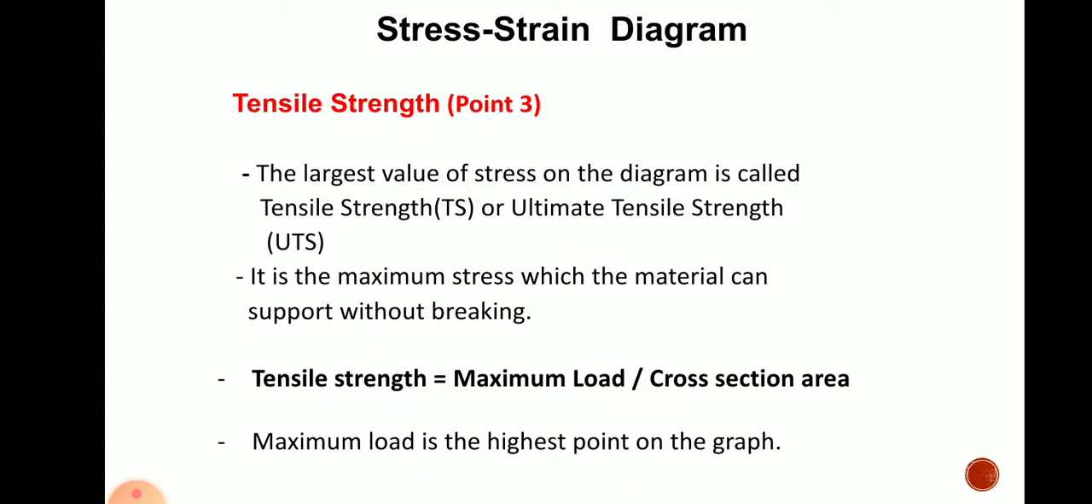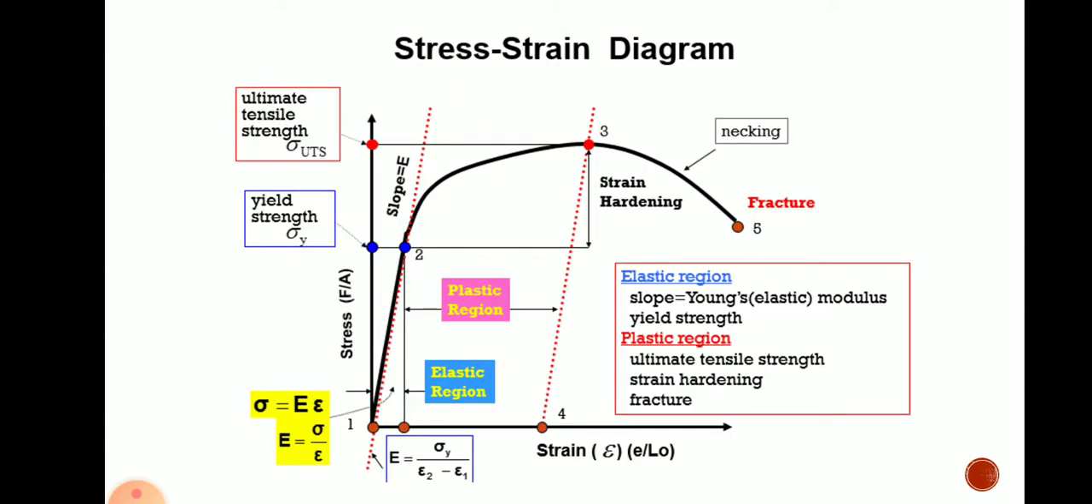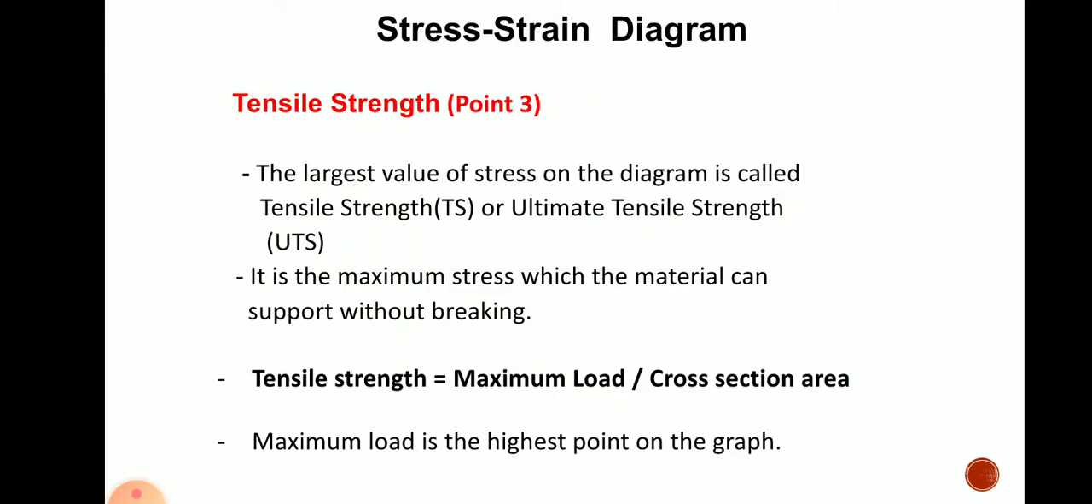This concept can also be found by using the tensile test. Tensile strength: whatever point 3 you have seen, up to point 3 you can apply the stress. Beyond this, if you apply the stress, there will be immediate fracture. So what is the tensile strength or the ultimate tensile strength? The largest value of stress on the diagram is called the tensile strength or ultimate tensile strength.